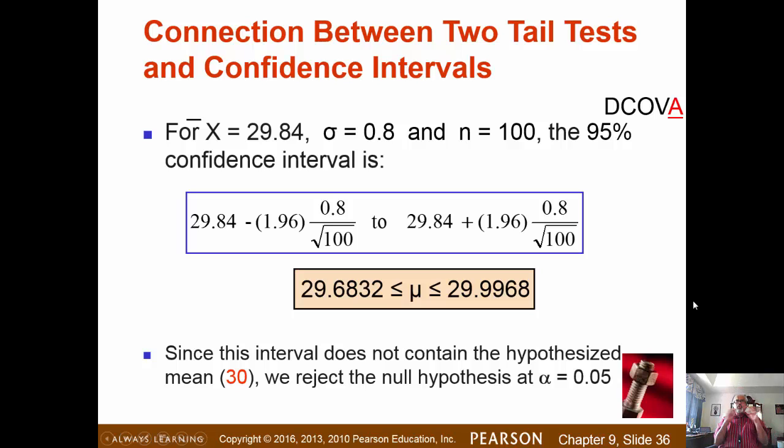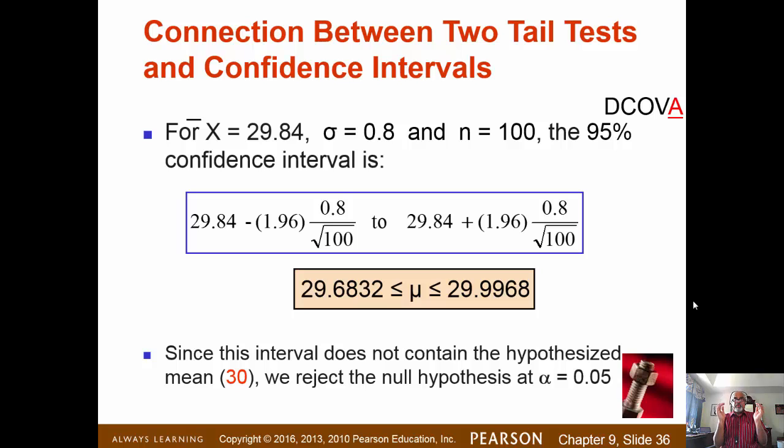Now, in the case of a two-tailed test, that is, the alternative being not equal to some value, there is a connection between the confidence interval that we discussed in chapter 8 and the two-tailed test. If the confidence interval contains the value of the mean in the hypothesis, if the lower and the upper limits include the value in the hypothesis, then you cannot reject the null hypothesis.